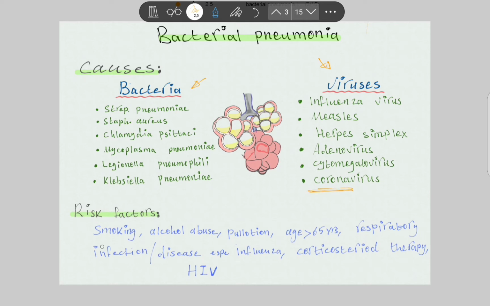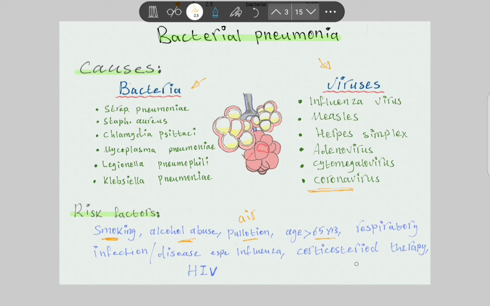So there are risk factors which increase the possibility of developing pneumonia. So here are the risk factors. The first ones are smoking, alcohol abuse, pollution. So air pollution is one of the risk factors for developing pneumonia. Age over 65 years, respiratory infection or respiratory disease, especially influenza. So diseases caused by the influenza virus.